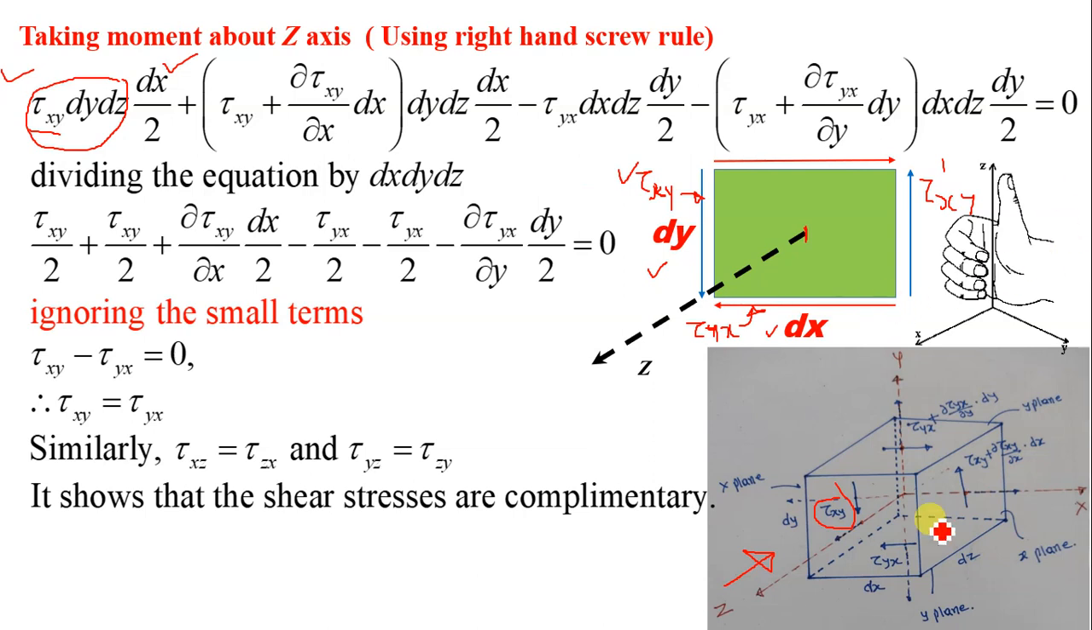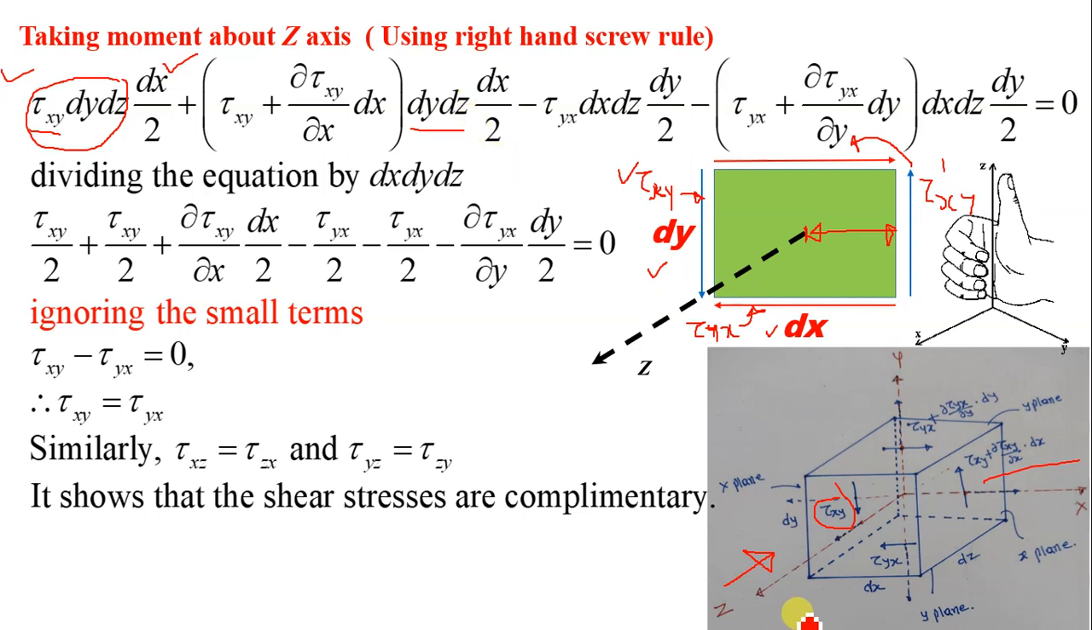Okay, plus let us take moment of this force about z axis. So force is the stress with increment into area dy into dz, into distance of this stress from z axis, this is dx by 2, and this is the direction of moment, anti-clockwise. This is also anti-clockwise. Okay, the curled fingers are in anti-clockwise direction, so positive again. Okay, so this is the moment.